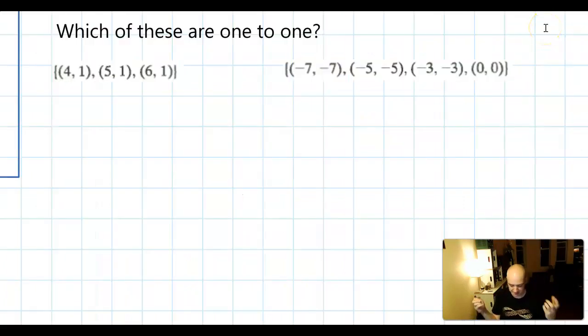And just as a quick aside, we can think about functions as ordered pairs. We could say this is f of x and this is g of x. Which of these functions are one-to-one? Pause the video and check it out and see if you can figure it out.